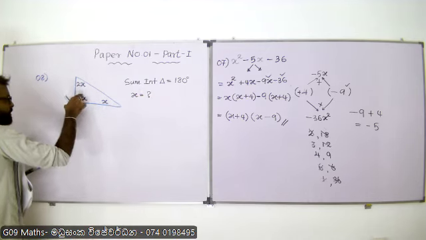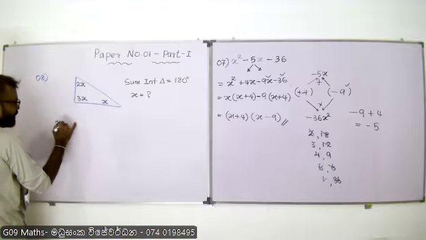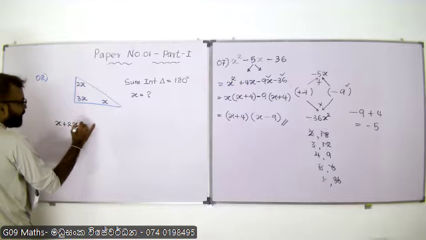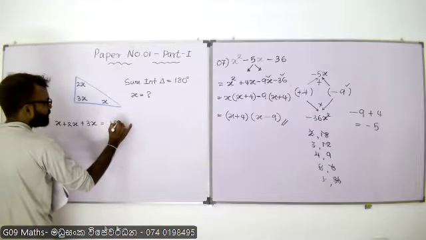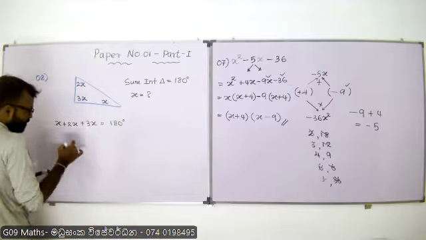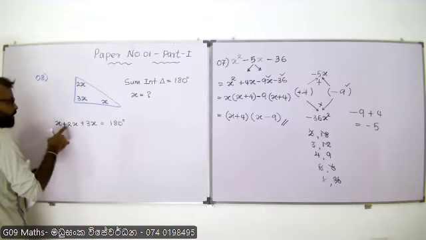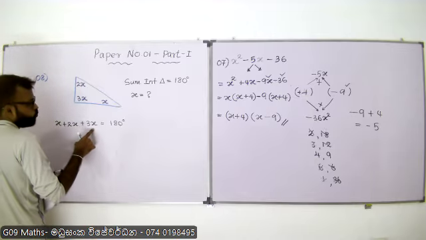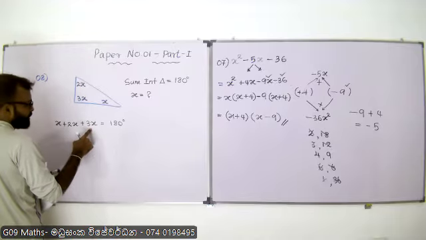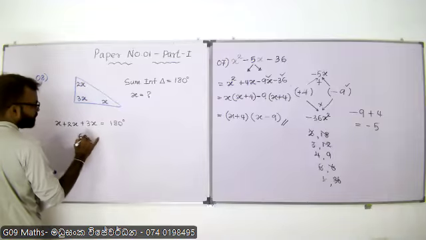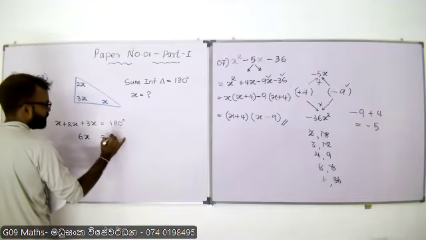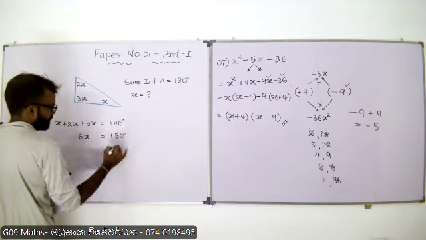x plus 2x plus 3x. These are interior angles of a triangle, and if you add them together, it would be equal to 180 degrees. This is something like apple plus 2 apple plus 3 apple. x plus 2x is 3x, 3x plus 3x is 6x. 6x is equal to 180 degrees.